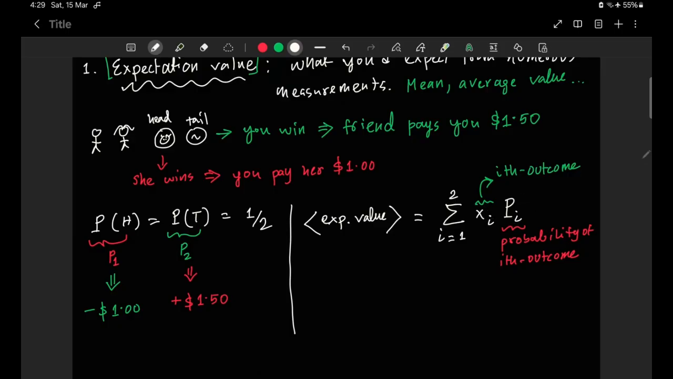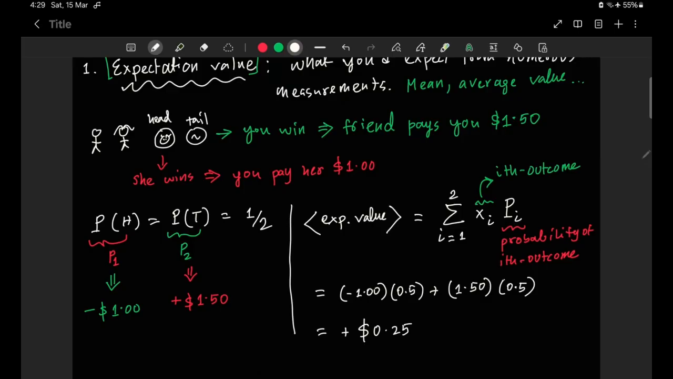So let's calculate it for the simple game. So the first outcome for you is that you lose $1. Right? So we have minus 1. And what is the probability that you lose $1? It's just 1/2 or 0.5. To that we add plus 1.50, you win $1.50. And what is the probability of that happening? That's also 0.5. So a simple calculation tells you that your expectation value is plus 0.25, so $0.25.